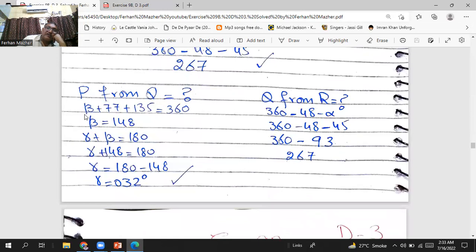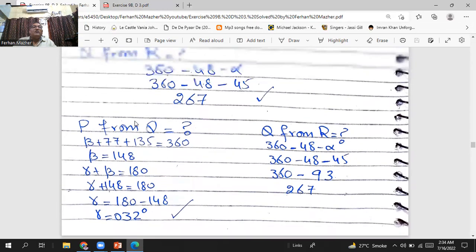So let me show you the procedure. So beta plus 77 plus 135, that will be equals to 360. So the beta will be equals to 360 minus 135 minus 77. So the answer will be 148. So gamma plus beta is equals to 180. The gamma and the beta, they are allied angles to each other, as I have shown you in the diagram. So the gamma plus the beta value is 148 equals to 180. So the gamma will be 180 minus 148, and that will be 32. So the bearing of the P from the Q will be 32.